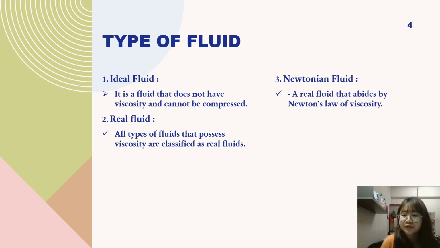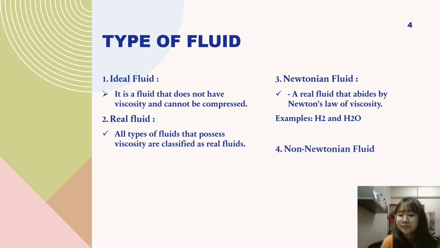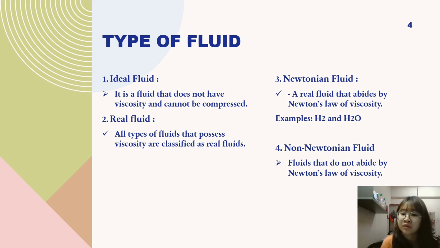There are several types of fluids in our study. Here are some examples of fluids that I'd like to show you guys. The first is ideal fluid. Ideal fluid is a fluid that does not have viscosity and cannot be compressed, while real fluid is a fluid that possesses viscosity. Newtonian fluid is a real fluid that abides by Newton's law of viscosity. Examples of elements classified as Newtonian fluids are hydrogen and water. Non-Newtonian fluids are fluids that do not abide by Newton's law of viscosity.